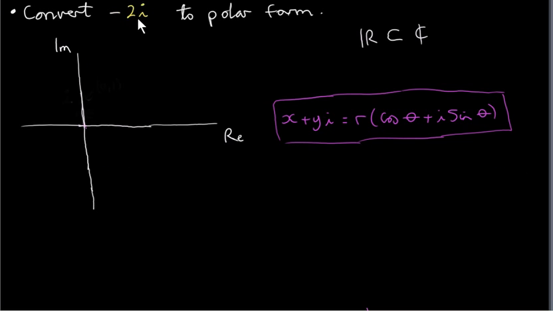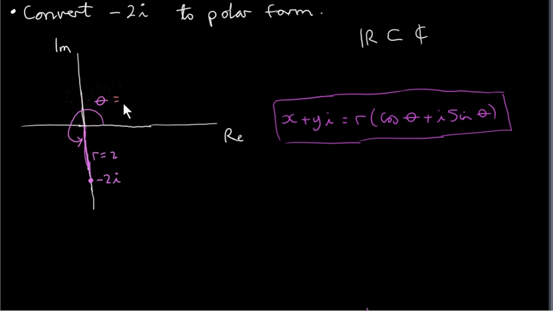Now let's look at the complex number minus 2i. Well, the real part of this complex number is 0. The imaginary part is minus 2, so we go to minus 2 on the imaginary axis. So this point is the complex number 0 minus 2i. So we need r, which is the distance of the complex number to the origin, which is this distance here. And you can see clearly that r is 2. r is always positive.